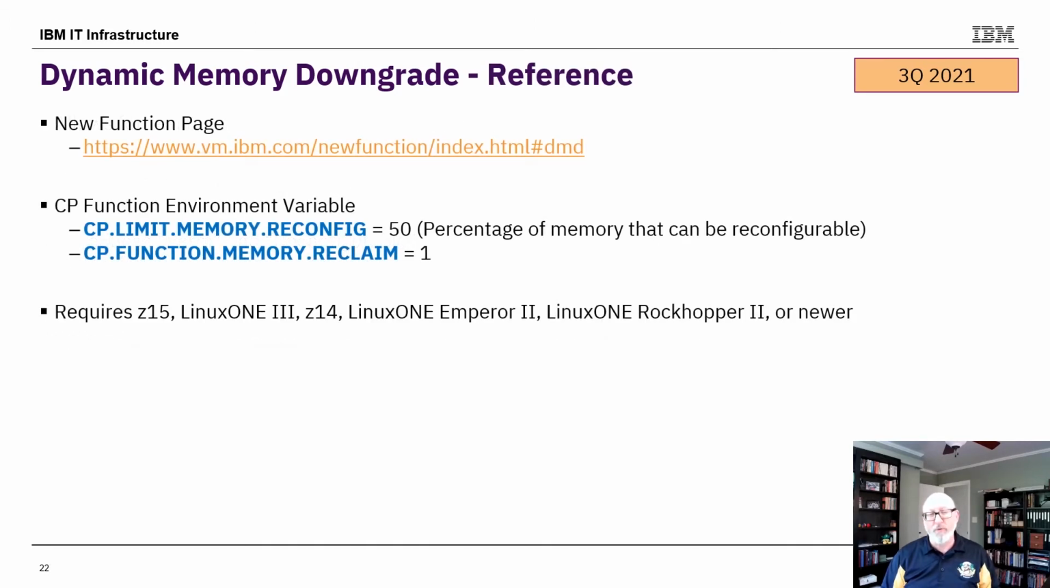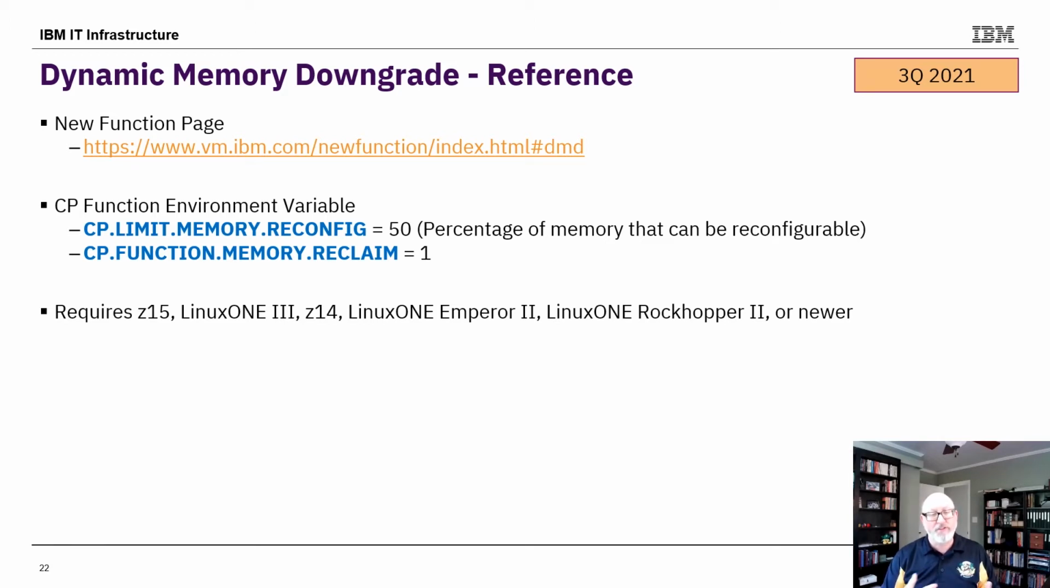Now, again, some more information on that new function web page. I talked about these environment variables earlier when we talked about 4 terabyte. The one change here is now that limit value for how much memory is going to be eligible to be reconfigurable goes up to 50, and that is a percentage, so it's 50% of real memory. Now, that does require newer hardware, right? So z14, z15, equivalent LinuxONE boxes and newer support that. So not on the z13 will this be available.